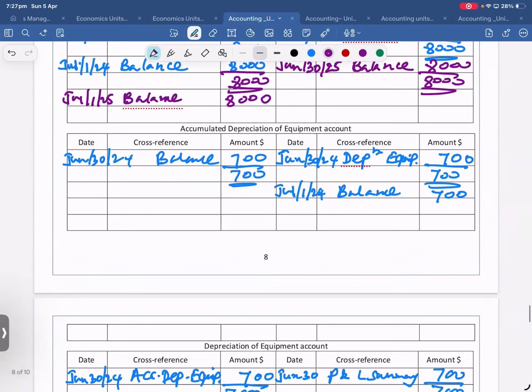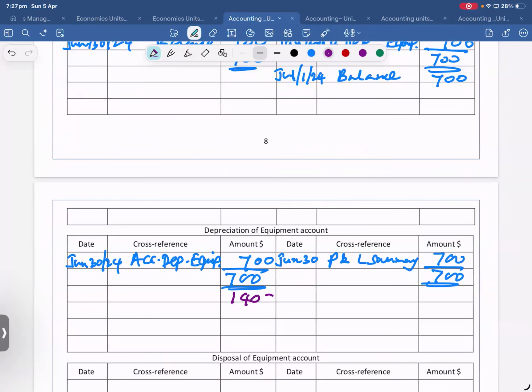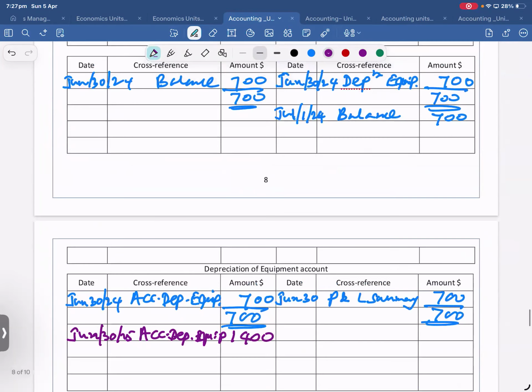Then how much is the depreciation for the next year, guys? Yeah, next year's depreciation, sorry. 1,400, right? So 1,400, what do you do? You debit the, yep, June 30th, 25, saying accumulated depreciation equipment. 1,400, then it's a matter of balancing, 2,100, 2,100.